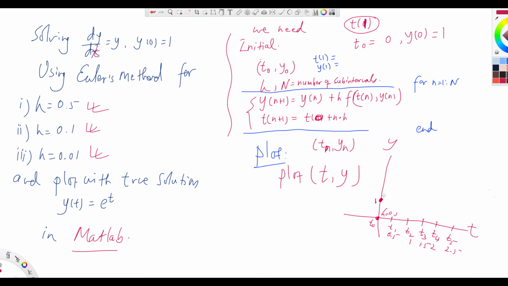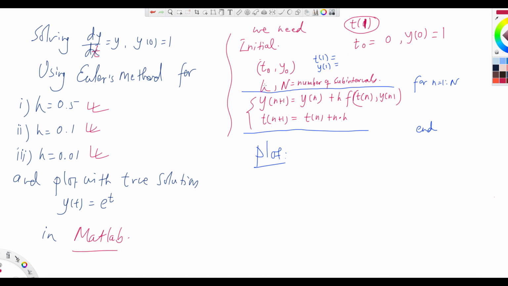You see that? But when we write in MATLAB, MATLAB doesn't like the index 0, it doesn't like t0. Okay, what we write is, this is the first point, this is the second point, this is the third point, this is the fourth point, and so on. Okay, that's why what we write is t1, the first value of the time, is 0. So t1 is 0 and then y1 is 1. This is what we write.